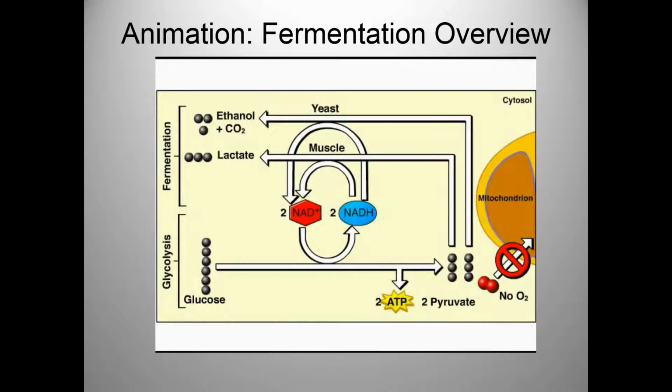There are two types of fermentation. Alcohol fermentation, which occurs in yeast, results in the production of ethanol and carbon dioxide. Lactic acid fermentation, which occurs in muscle, results in the production of lactate.